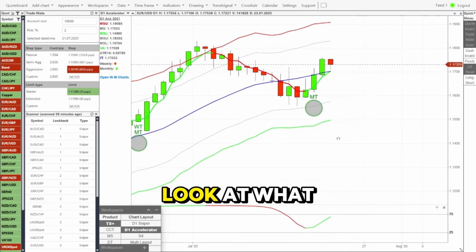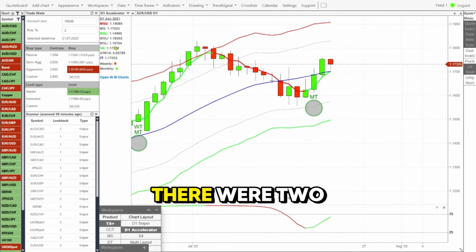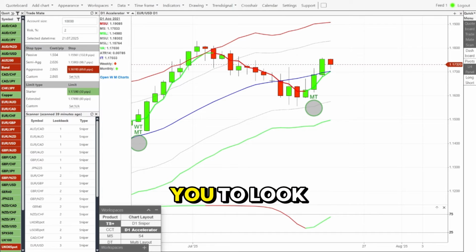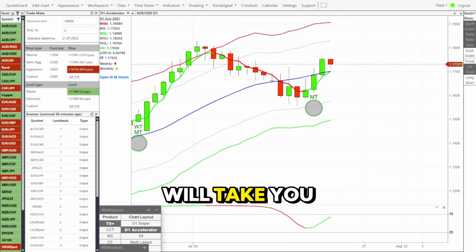With that out of the way, let's have a look at what Trendsignal traders actually did on the 21st. Nice and simple. There are two tools that they use for this. Number one, the scanner tool. This would have told them to look at this market. We don't expect you to look through the full set of markets to be able to find these trades. The sniper is generated. The scanner will take you straight to it, so you can put that trade onto the market.